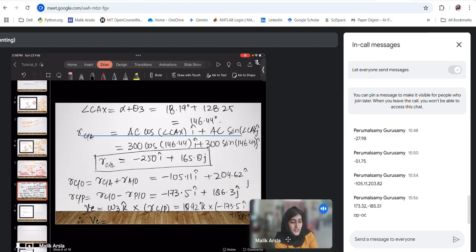So if you calculate it, this term will form a J cap term, so it will be minus 3284.35 J cap, and K cross J will give you minus I, so it will be minus 3526.65 I cap. Okay, so this is the final answer.